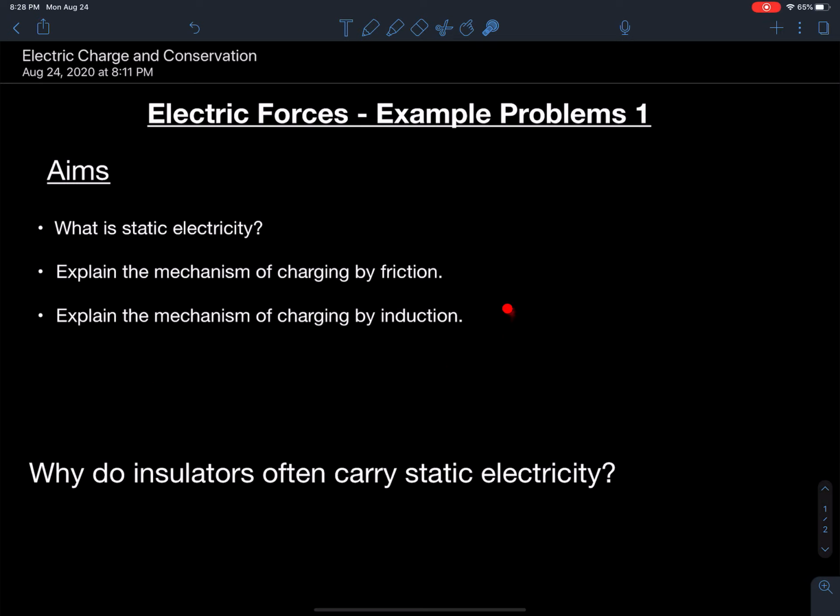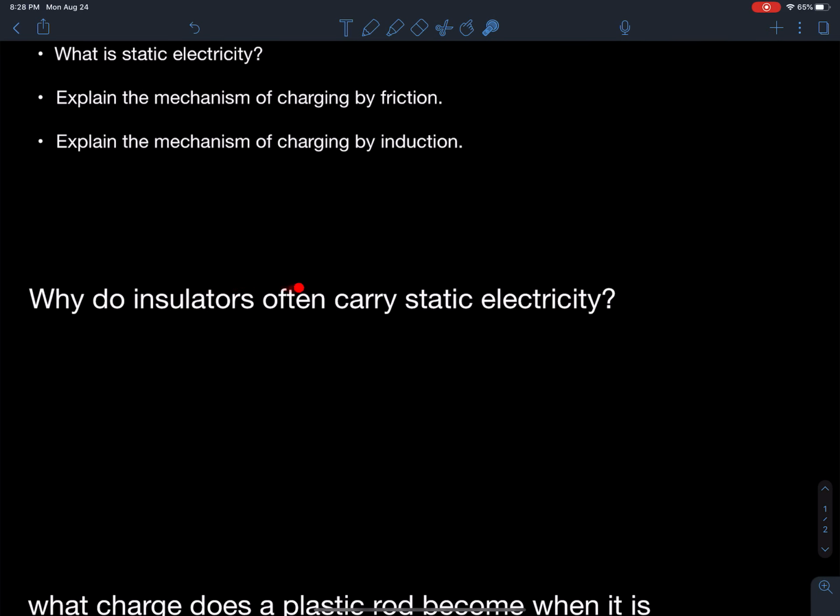The aims of this video are to understand what static electricity is, to explain the mechanism of charging by friction, and to explain the mechanism of charging by induction. So we're not going to do any calculations, we're just going to explain how things become charged. So the first thing is, why do insulators often carry static electricity?